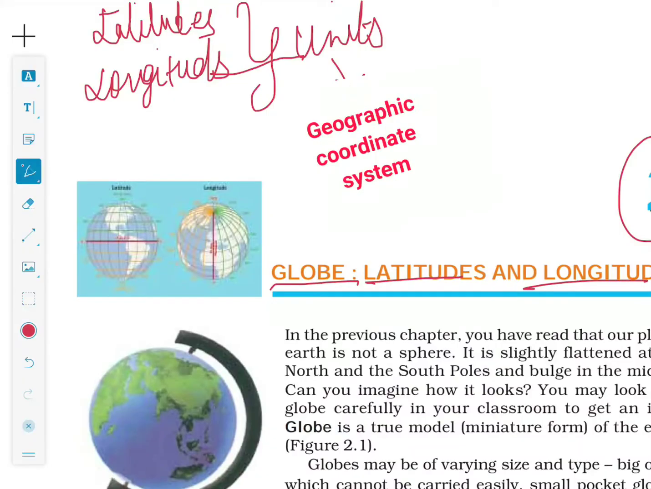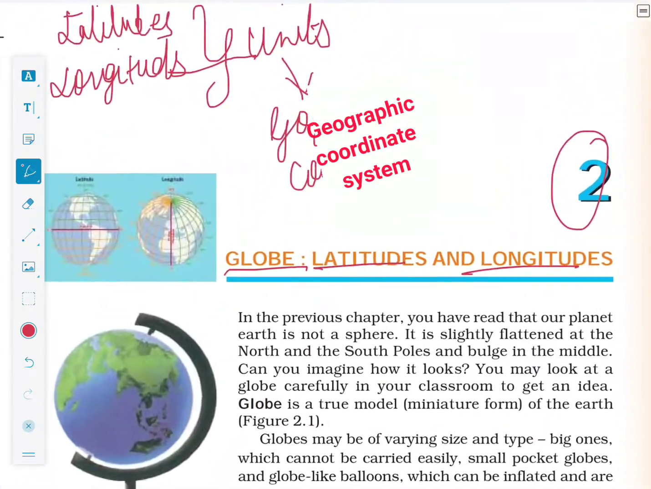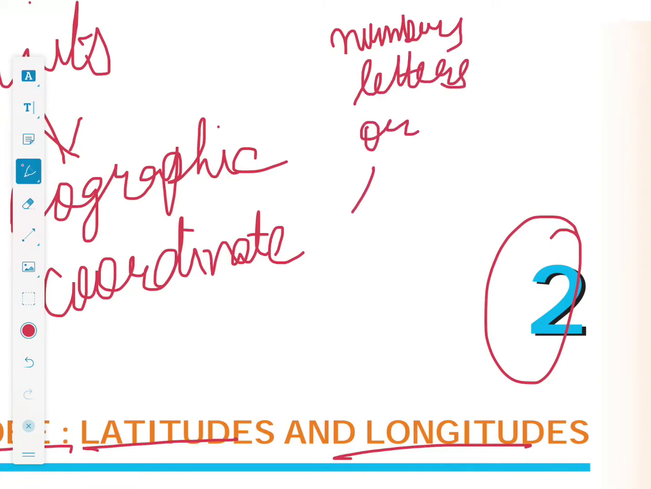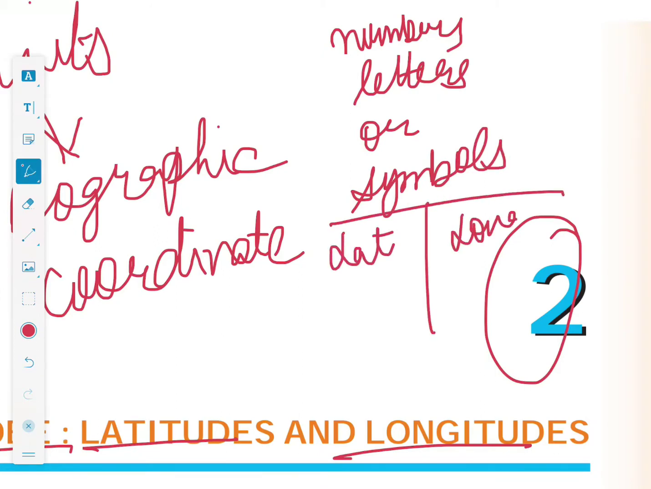Now you will ask, what is geographic coordinate system? It is a coordinate system that enables every location on earth to be specified by a set of numbers, letters or symbols. And the basic difference between latitude and longitude is that the latitude determines the distance of north and south of the equator, whereas longitude determines the distance of a point east and west directions.